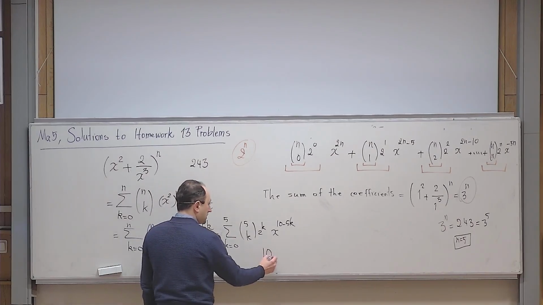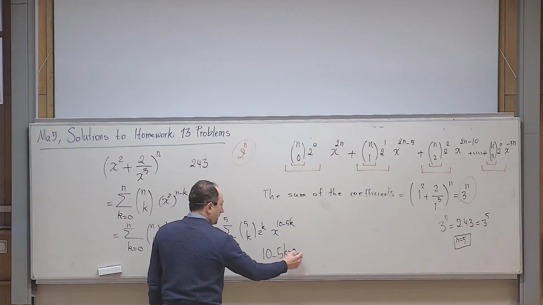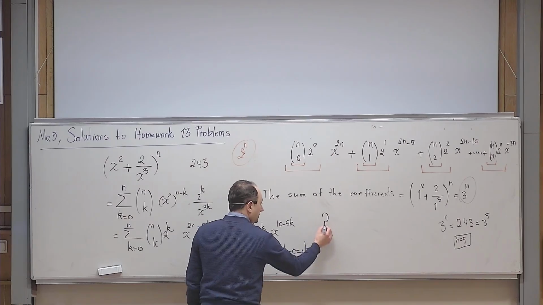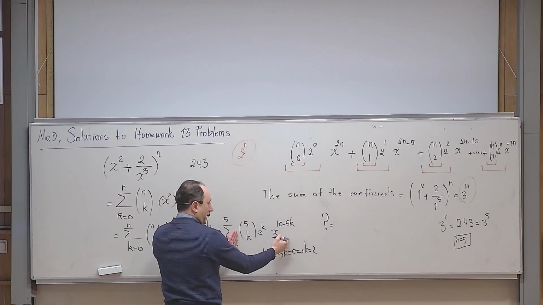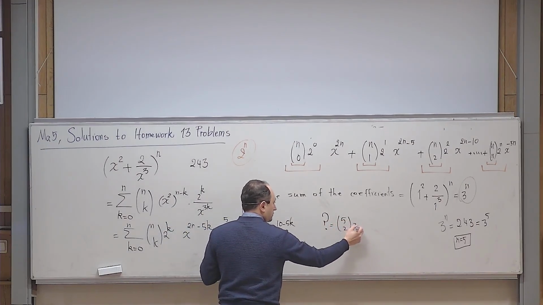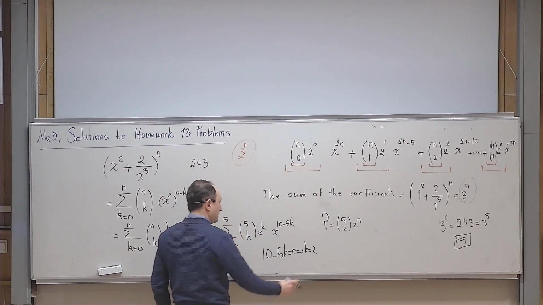So you ask yourself when this becomes 0. The answer is simply k is 2. So then the question mark is what? Put 2 back here. So this becomes 5 choose 2, times 2 to the power of 2.